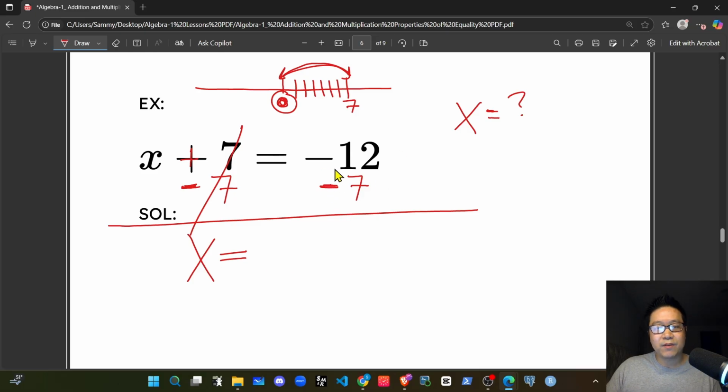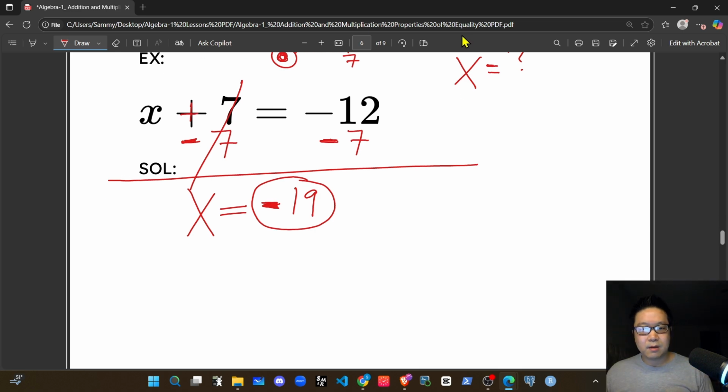And on the right-hand side, we have -12 and -7. Since they have the same sign, negative and negative, you're going to add them, and our answer is going to take the sign of negative. On the number line, you're taking 12 steps in the negative direction, and then 7 more steps in the negative direction again. So 12 plus 7 is 19, but because they're both negative, it's going to be -19.